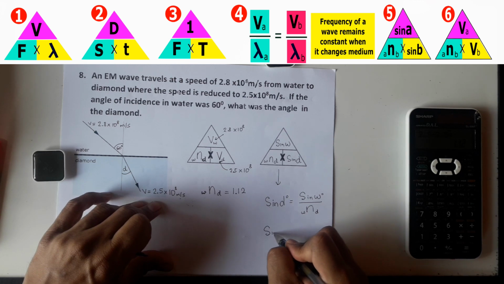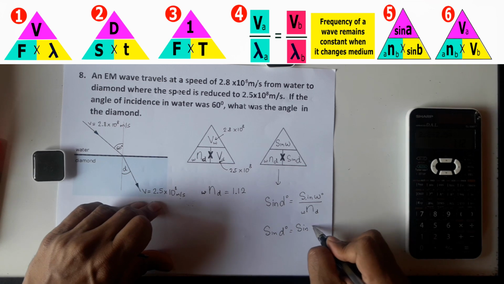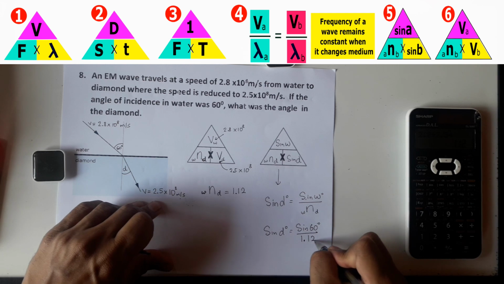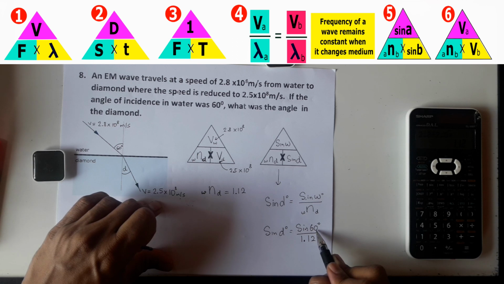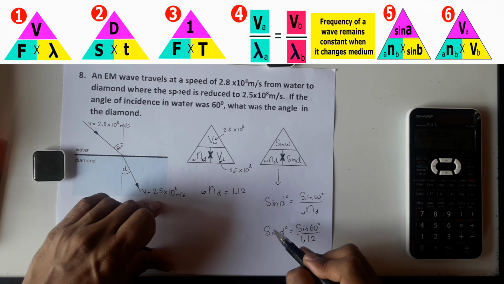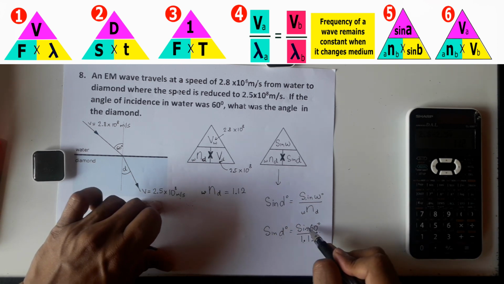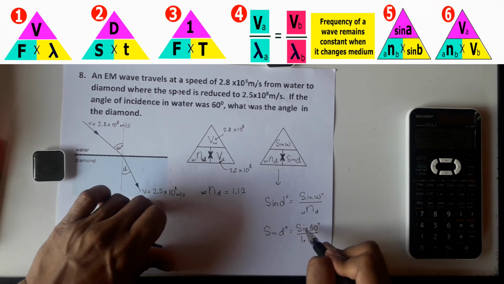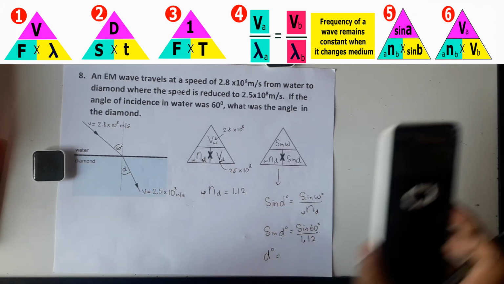Sine D is what we don't know as yet. Sine W is sine 60 degrees, and the refractive index from water to diamond is 1.12. All we need to do is find sine 60 on our calculator, divided by 1.12. You will get a decimal. To solve for D, you throw across the sine to get sine inverse. So after you divide these two, you take sine inverse of that decimal, and that will give you the value of the angle in diamond.